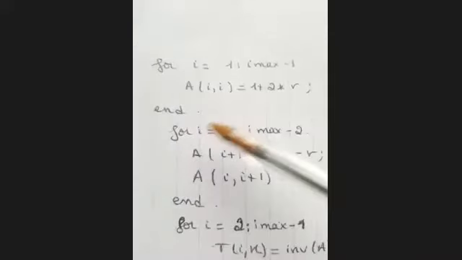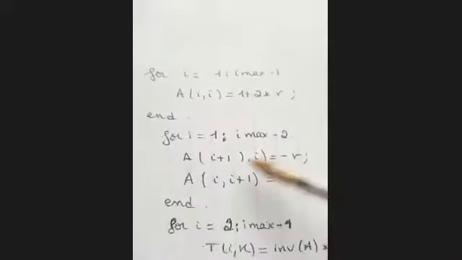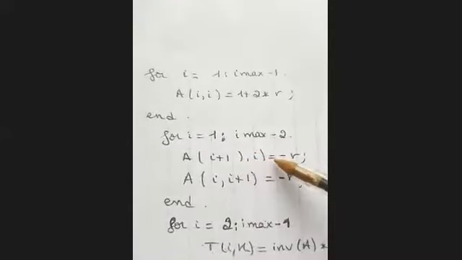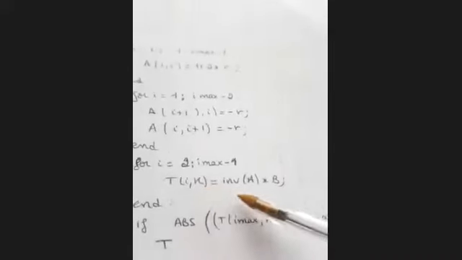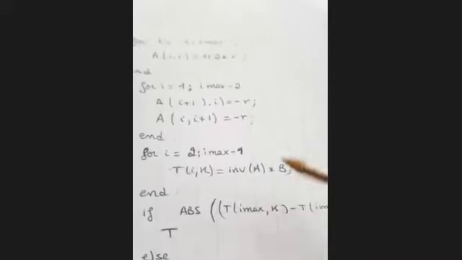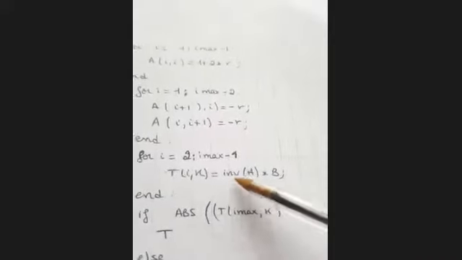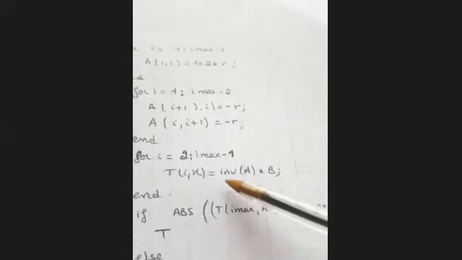For i equal 1 to imax minus 1, a_i equal 1 plus 2r. And for i equal 1 to imax minus 2, a_(i+1) equal minus r. And for i equal 2 to imax minus 1, T_ik equal inv(A) times B. Matlab understands it, it has it. inv is a function.